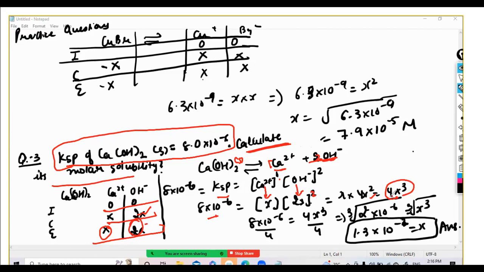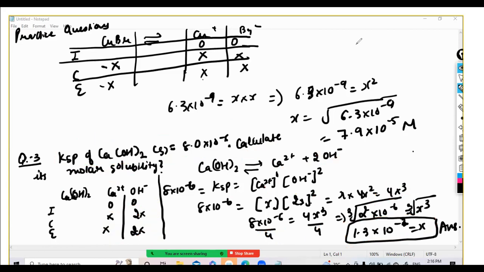So 4X cube is equal to 8 into 10 to the power negative 6. You divide by 4 on both sides, and what you're left with on the left side is 2 into 10 to the power negative 6 equal to X cube. You take the cube root on both sides, and this is your answer: 1.3 into 10 to the power negative, I think it's 2.